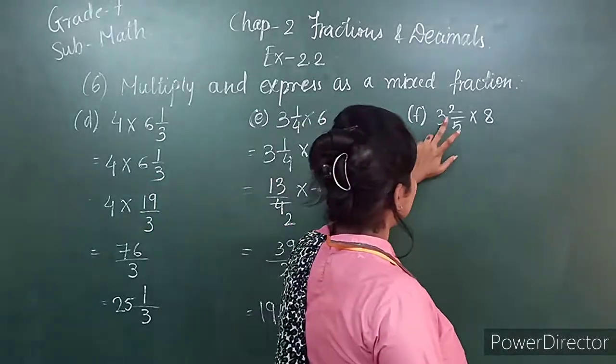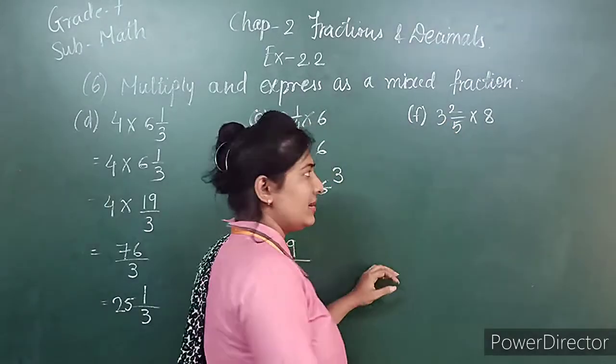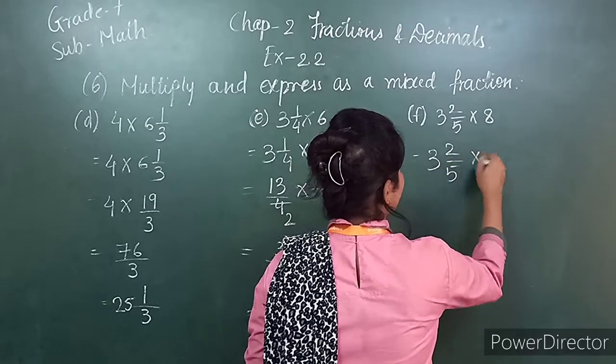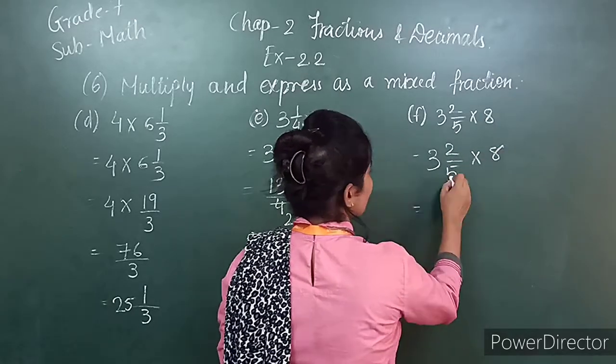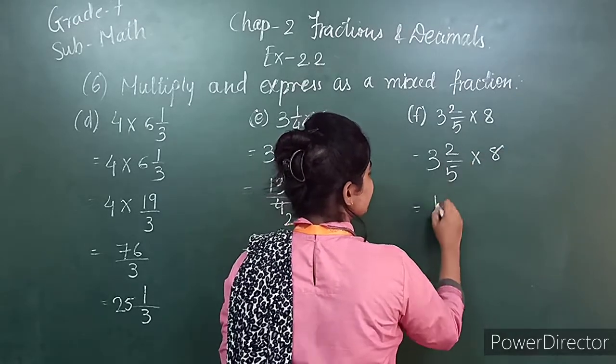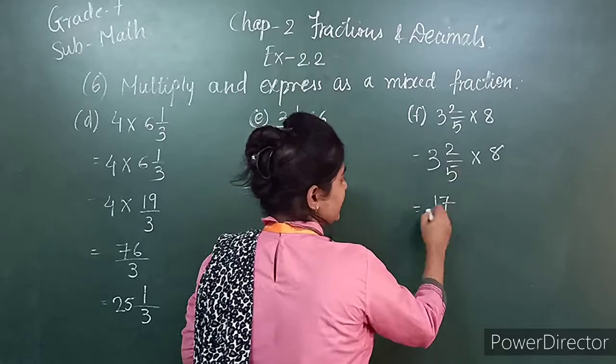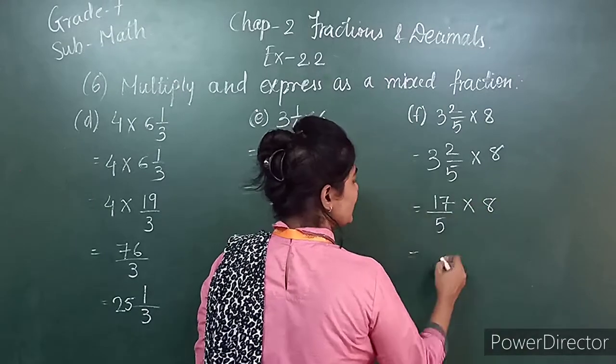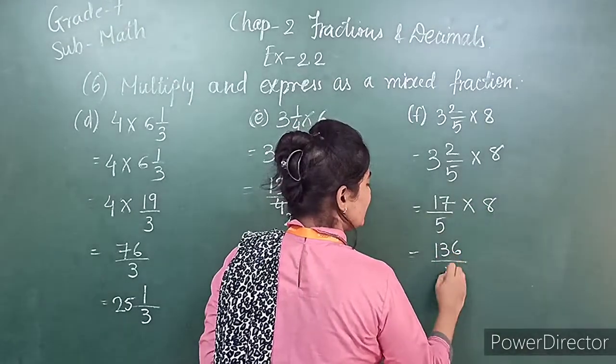Now F, 3 2 by 5 into 8. So here 3 2 by 5 into 8. So 3 5s are 15 plus 2, 17. 17 upon 5 into 8. So 17 into 8, that is 136 upon 5.